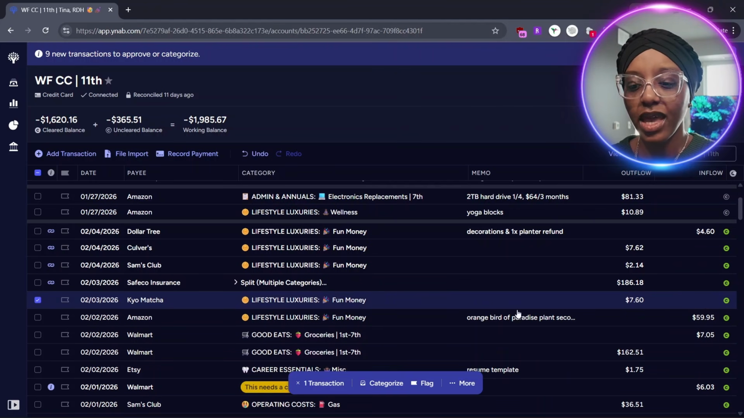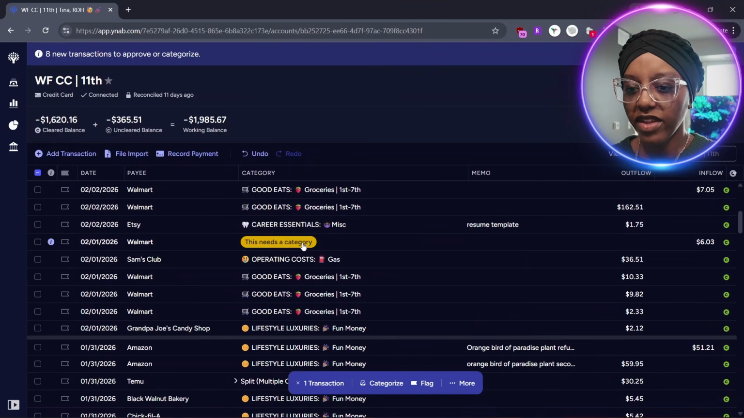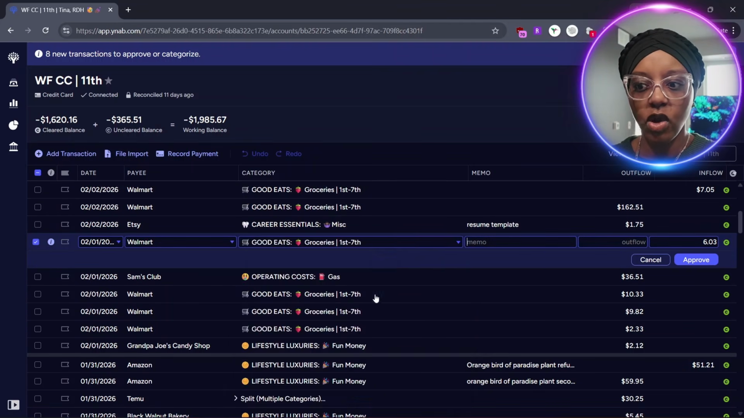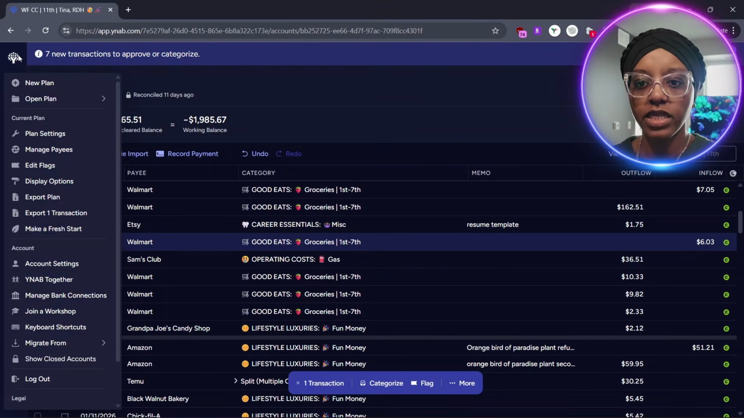Looks like something else needs a category. What was returned from Walmart? I think this was groceries. Yeah, you can see there, oops, there's my overspending. We'll get to it. All right, let's head back to the beginning.